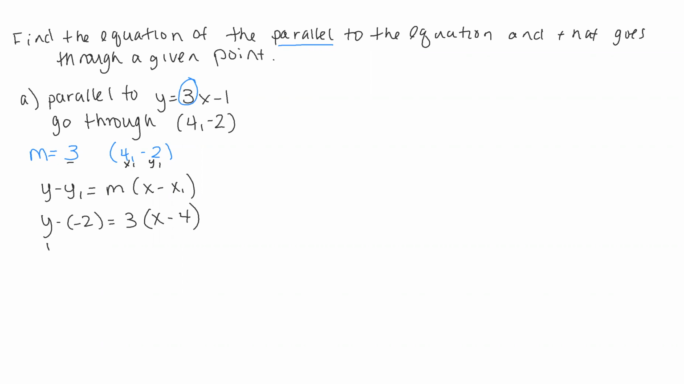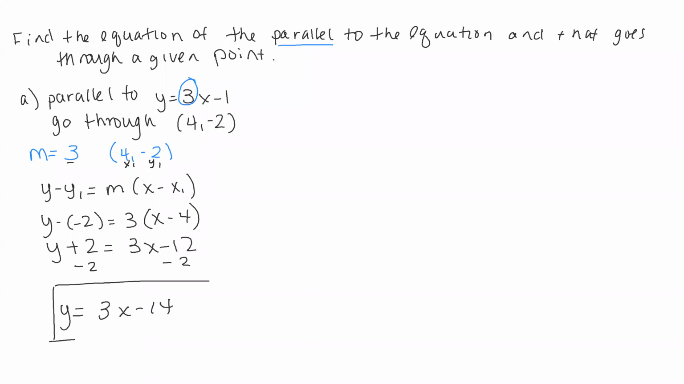I'm going to do some simplifying. y minus -2 is really y plus 2. And then 3 times x minus 4 is really 3x minus 12. Now, this question doesn't specify if you should write your answer in standard form or slope-intercept form. I'm perfectly happy with slope-intercept form, so I would subtract 2 from each side, and I get y equals 3x minus 14. Now, this equation, y equals 3x minus 14, is parallel to y equals 3x minus 1, and it goes through the point (4, -2).